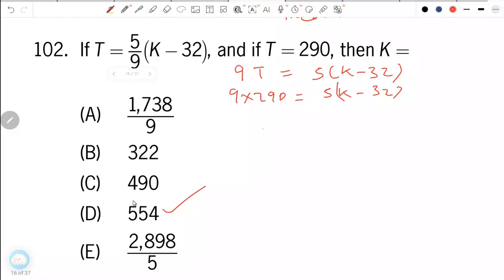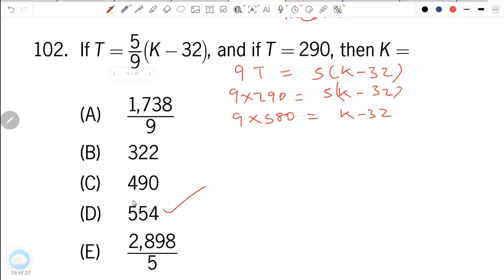When I divided both sides by 5, I used my hand. I divided 290 by 5, which is 58. 58 times 9 is... you have 9 times 58 now. That is where you are. So 9 times 58 equals k minus 32.